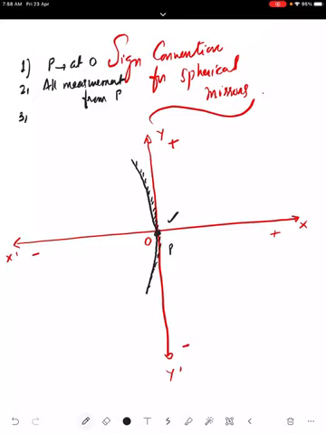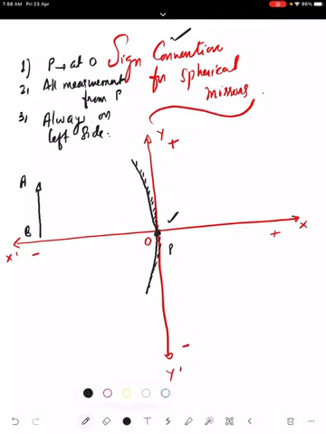Point number three: the object should always be on the left side. Even if you are left-handed, the diagram should be in the same way. As per the sign convention, we have to place the object always on the left side, and therefore the light ray should come from left to right. This is the light ray from the object going from left to right. So these are some particular points. The other points I will explain in the next class, where we continue with the sign convention for spherical mirrors.